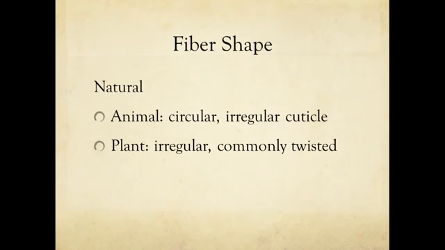Again, natural fibers consist of fibers from animals and plants. These tend to be irregular in shape. As you have seen, animal hairs are circular, but they have irregular cuticle patterns. Plant fibers, also called vegetable fibers, are highly irregular in shape. So, when I say irregular, I mean that each fiber will look a little bit different. Plant fibers also tend to be twisted.